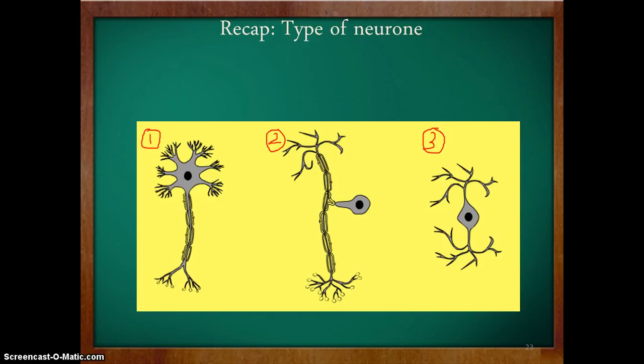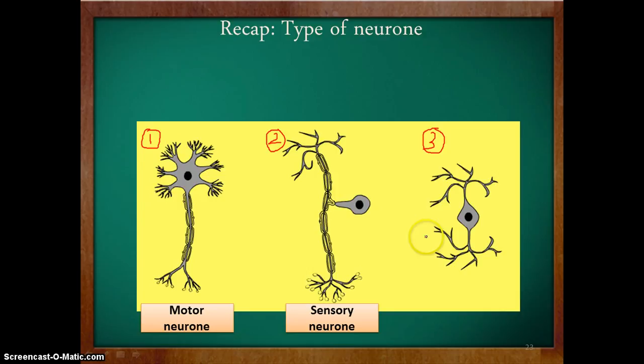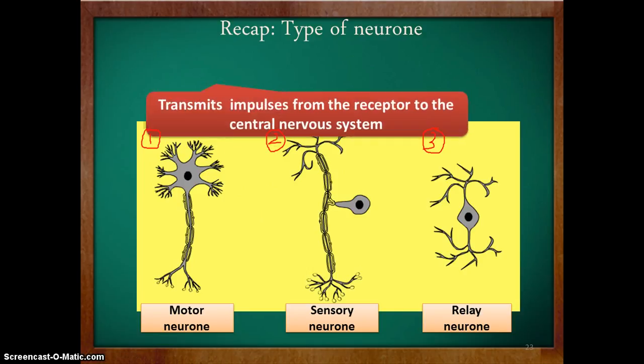The first neuron is the motor neuron. We can identify this by the bigger cell body shown here. Sensory neurons should be the easiest one to identify, with the cell body protruded out. The relay neuron is smaller compared to the motor and the sensory neurons.